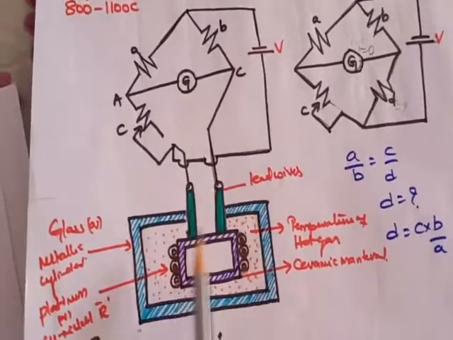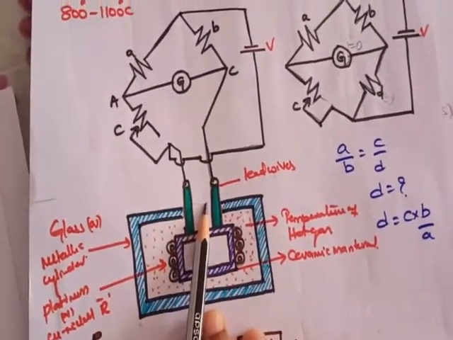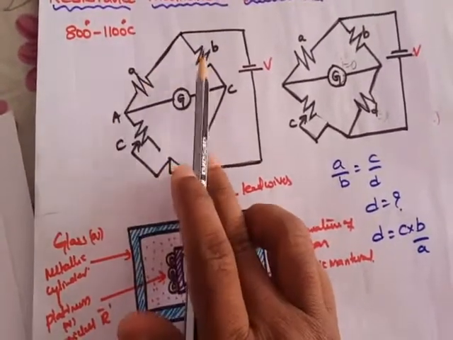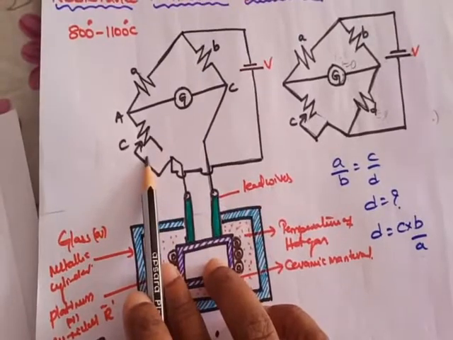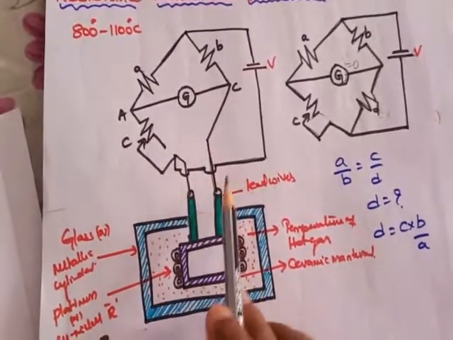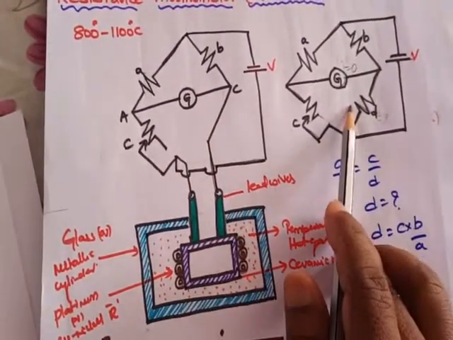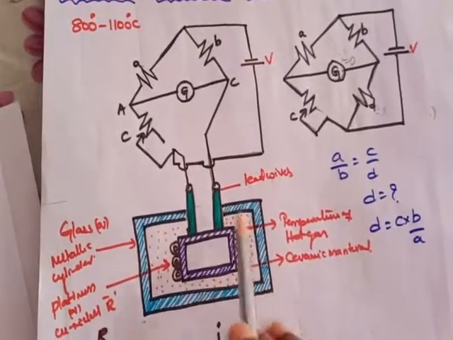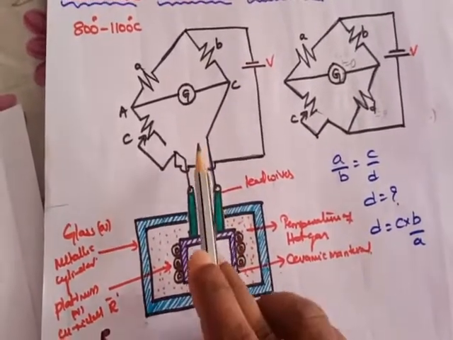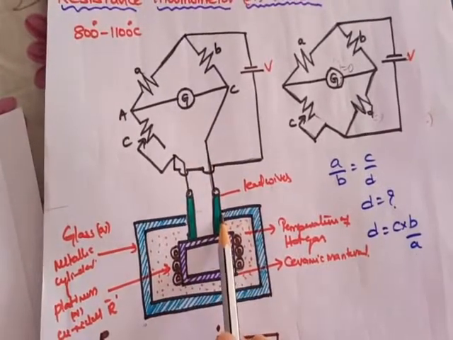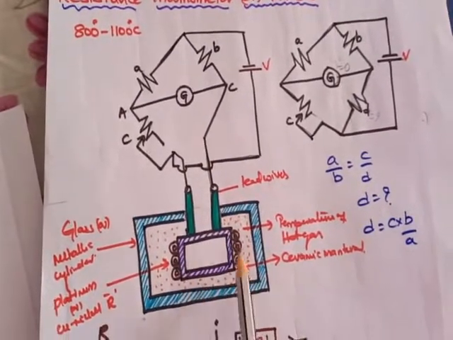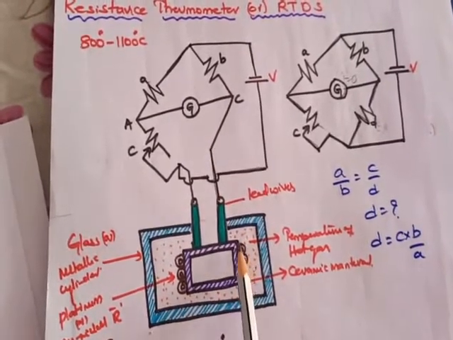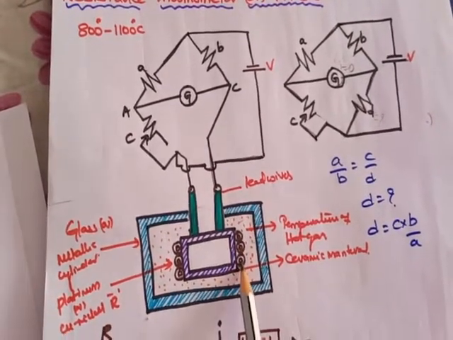This is a diagrammatical representation of a resistance thermometer, having four arms. A is a resistor, B is a resistor, C is the adjustable resistance, and the resistance value to be measured, here we have taken as D. Across D we have connected the measurement process. Generally these two terminals are connected with lead wires, and this is called a ceramic mantle onto which the resistance wire is mounted, and this is a cross-sectional view of the resistance wire.